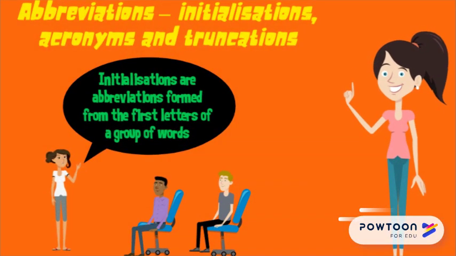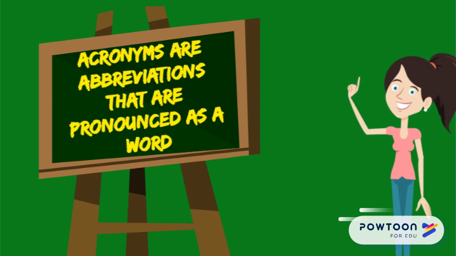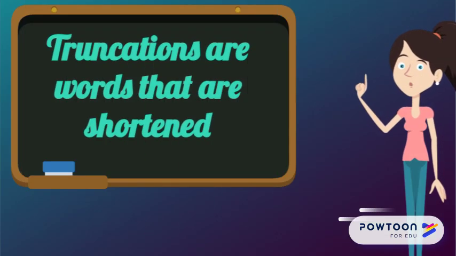Abbreviations, initialisms, acronyms, and truncations. Initialisms are abbreviations formed from the first letters of a group of words. Acronyms are abbreviations that are pronounced as a word. Truncations are words that are shortened.